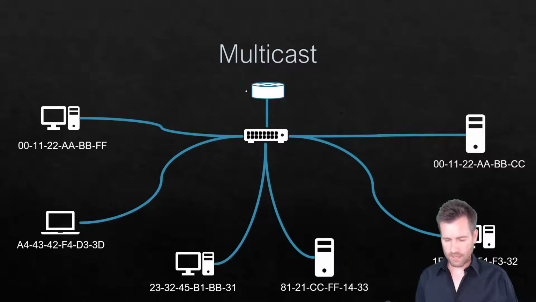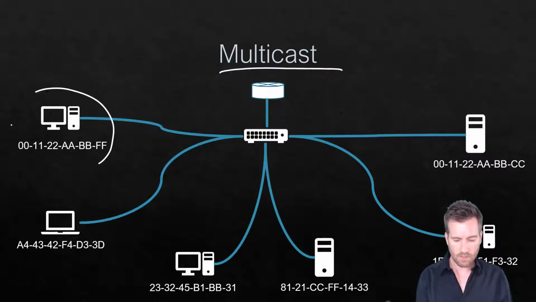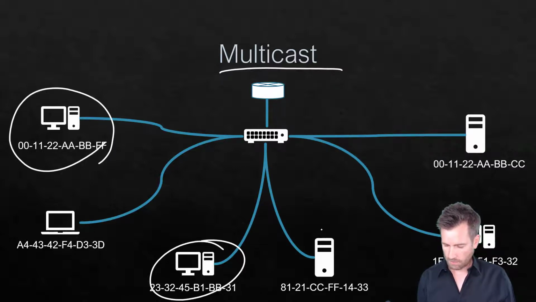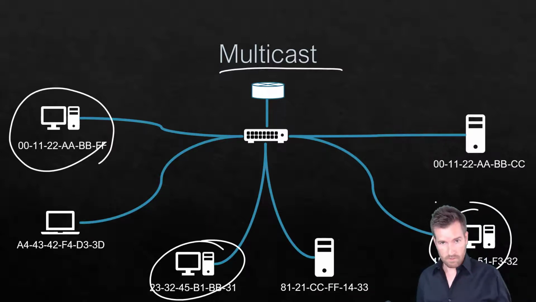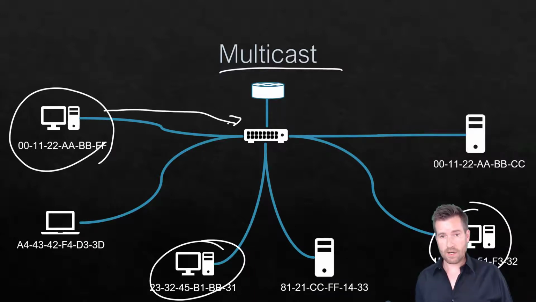So a multicast frame is used to send data to specific clients. It's a one-to-many. So let's say this machine wants to send to a couple different clients on the network at the same time. It can use a multicast frame to do that. As it sends it out, the switch recognizes that it's a multicast, and then will send it out those ports only to those machines.